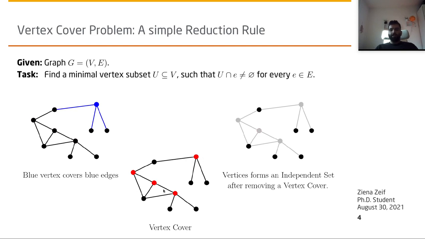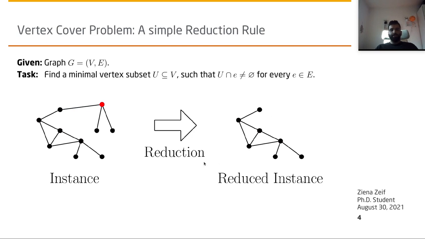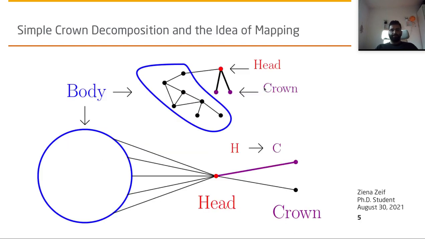It is a known result that after removing a vertex cover, the remaining vertices form an independent set. The independent set is a set of vertices such that there is no edge in between. Now let's come back to the reduction rule. It turns out that we can pick this red vertex beforehand for our solution of a vertex cover and are allowed to reduce our graph by these three vertices here. Why this is possible, and where the connection to the crown decomposition is, comes now.